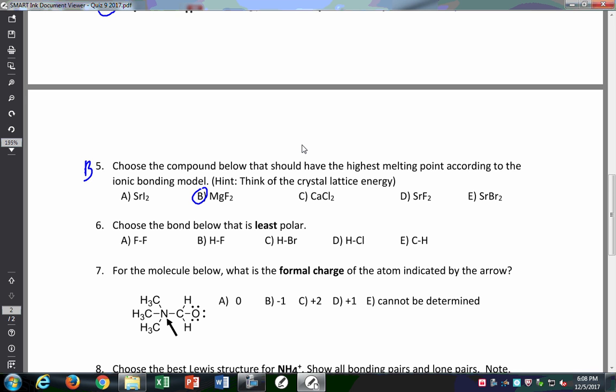Least polar, A. It doesn't matter that fluorine is the most electronegative. Polarity is the difference in the electronegativities. So two atoms bonded together that are the same has a zero difference in electronegativity.